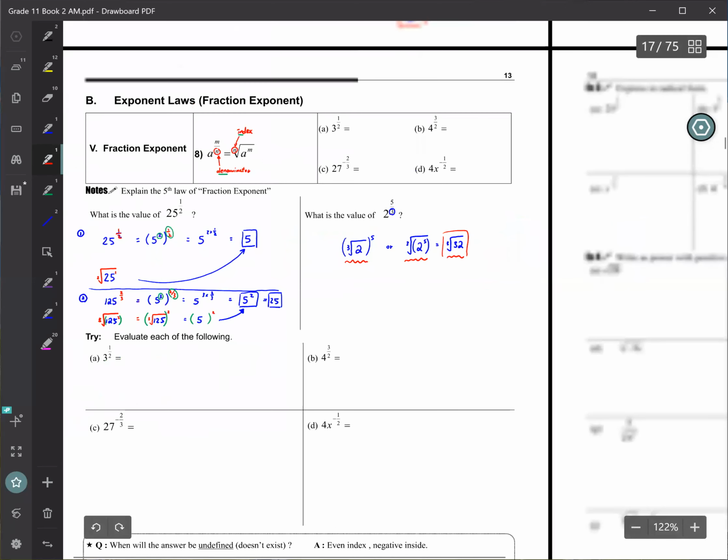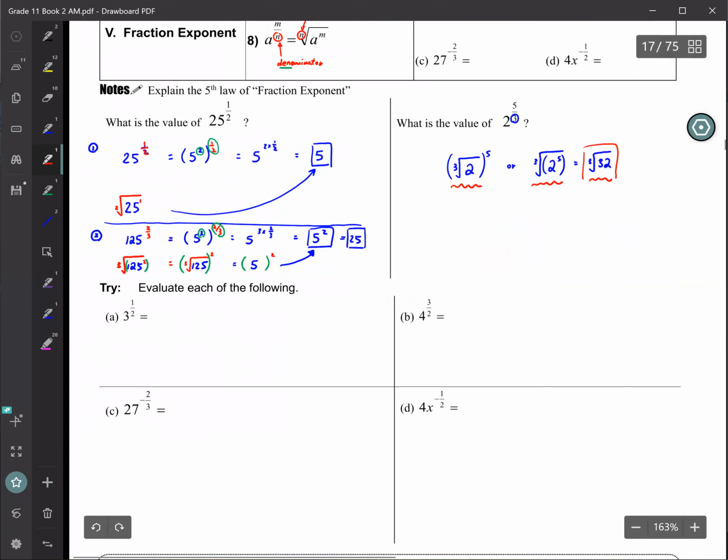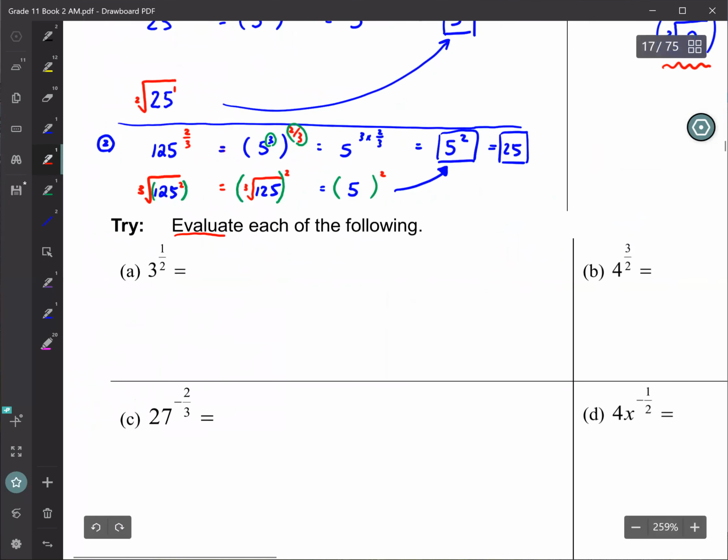Okay, let's look at the following 4. I've chosen 4 questions here. These are 4 different types, and it gets harder and harder. So here it says evaluate. Question A, denominator is index. So how do I write it now? 3 to the half. The square root of 3. That's it.